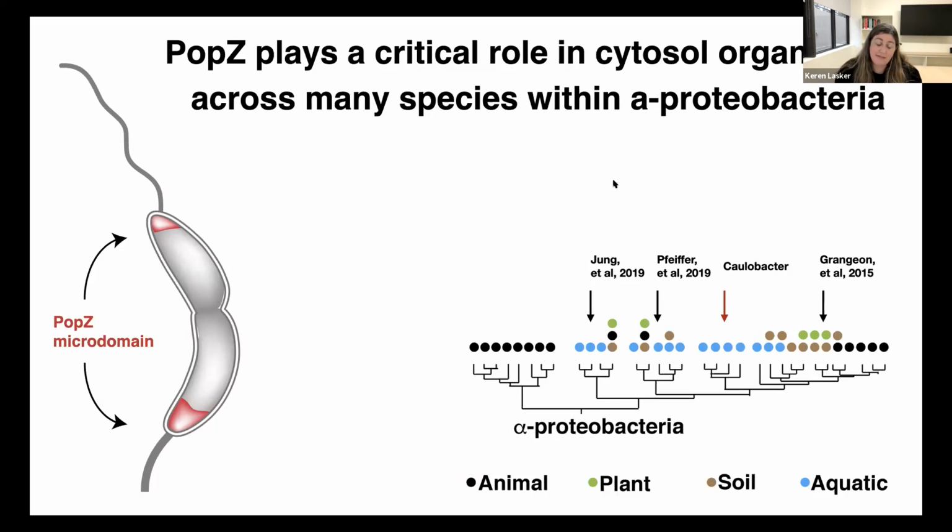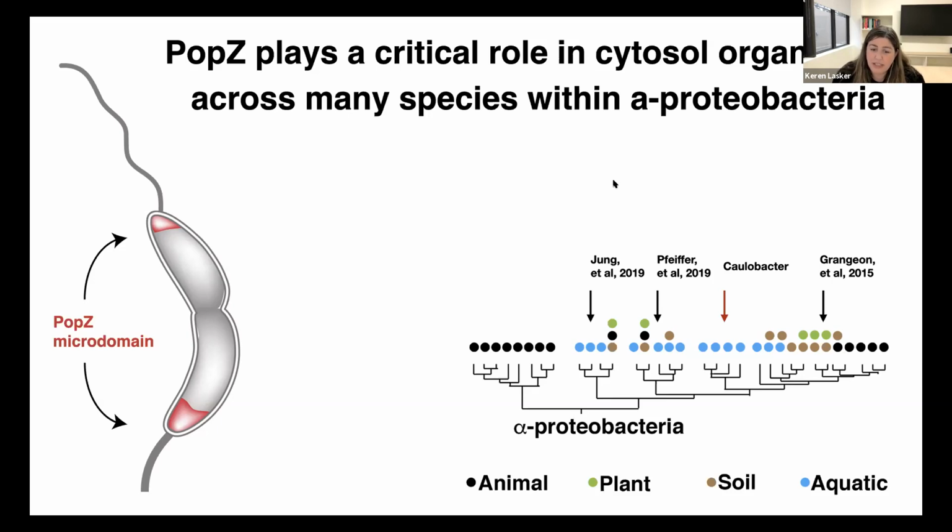Also, something that is very interesting for us now is the realization that PopZ is conserved within alphaproteobacteria, but is not found outside of alphaproteobacteria. And again, alpha is a very, very diverse set of bacteria living in all kinds of conditions, and all of them have this PopZ protein encoded.